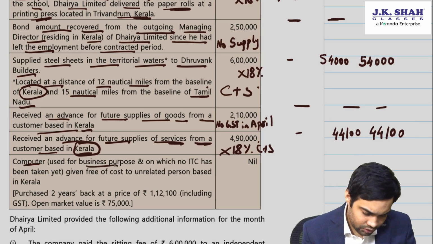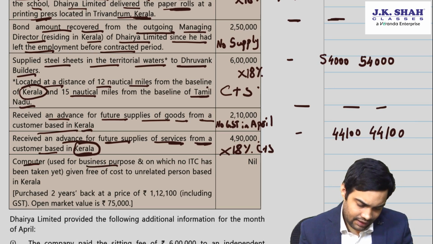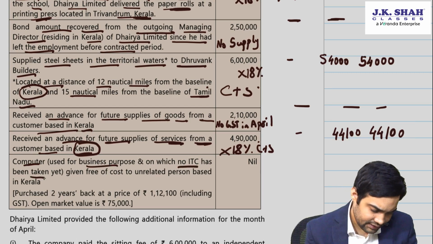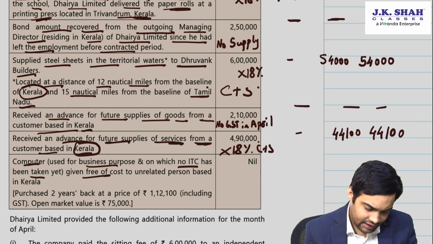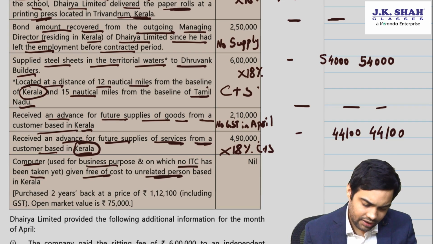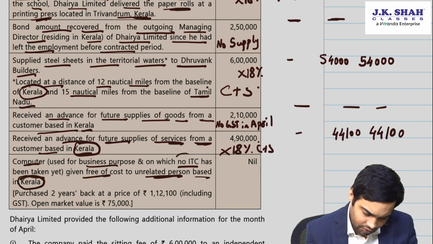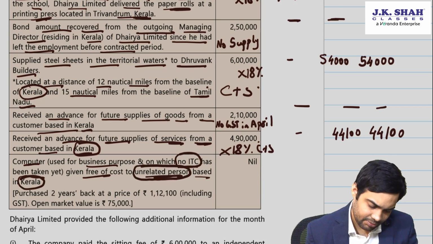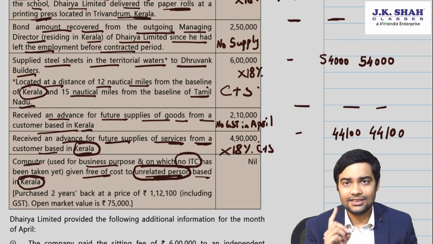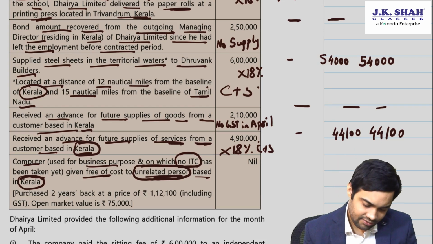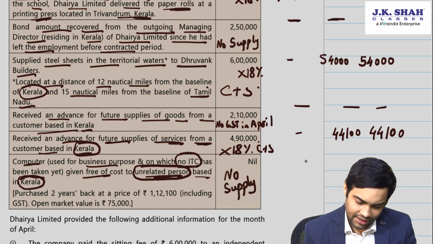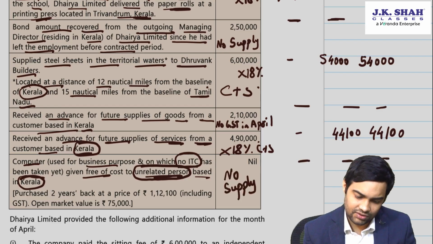Then, a computer used for business purpose and on which no ITC has been taken yet, given free of cost to an unrelated person based in Kerala. Careful, I have not taken ITC. I have not supplied it to a related person. Not taken ITC, not supplied to a related person. Whether GST will be applicable on this? The answer is no. It is not a supply at all. There is no question of GST.